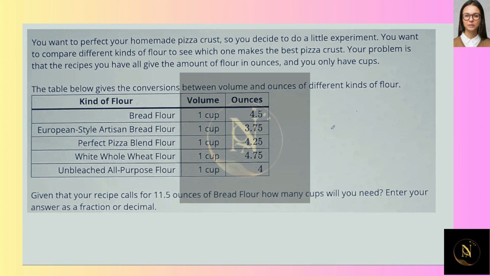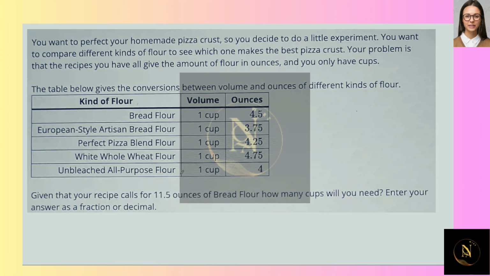You made pizza crust, so you decide to do a little experiment. You want to compare different kinds of flour to see which one makes the best crust. Your problem is that the recipes you have all give the amount of flour in ounces and you only have cups. The table below gives the conversions between the volume and ounces of different kinds of flour.